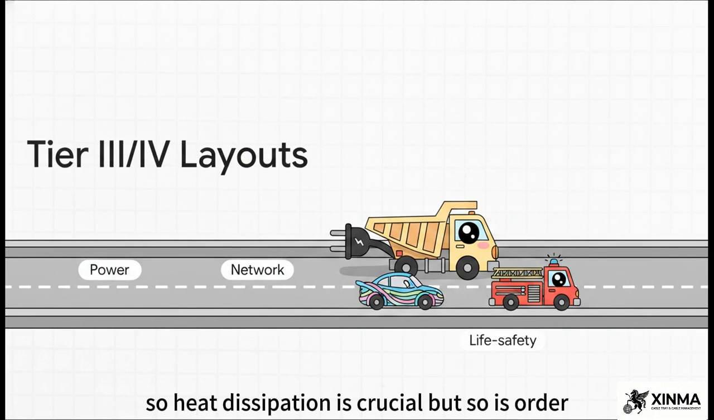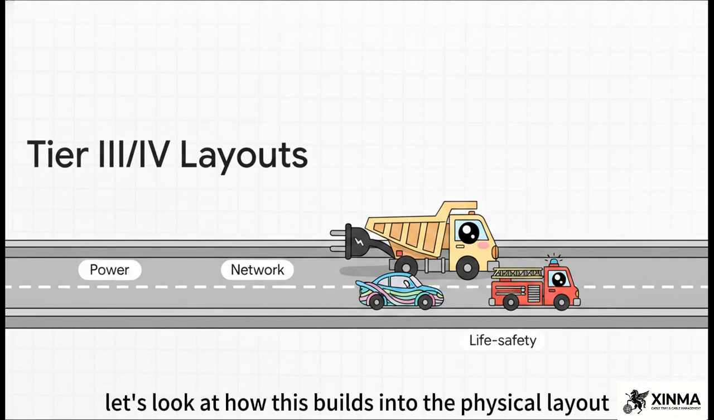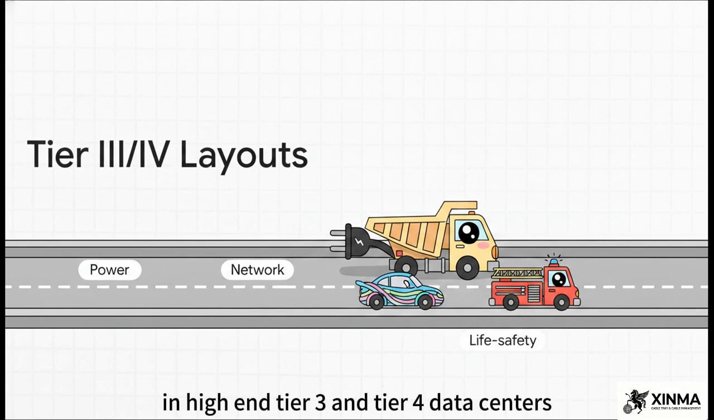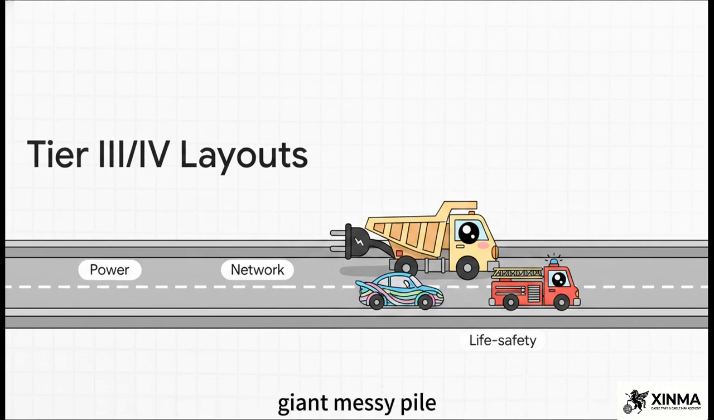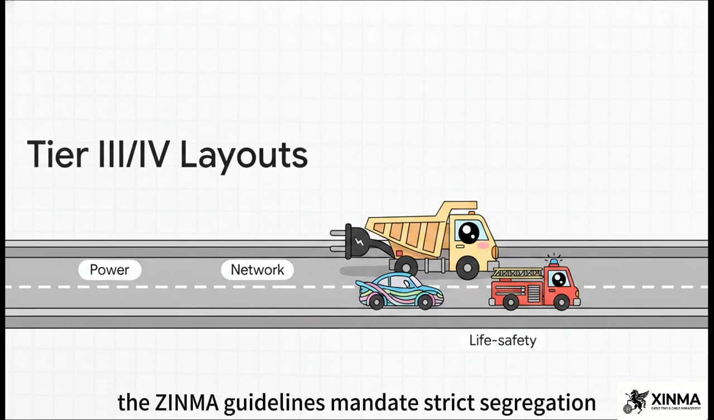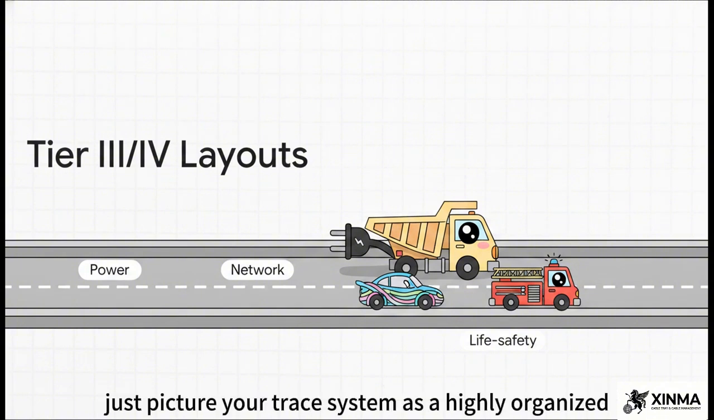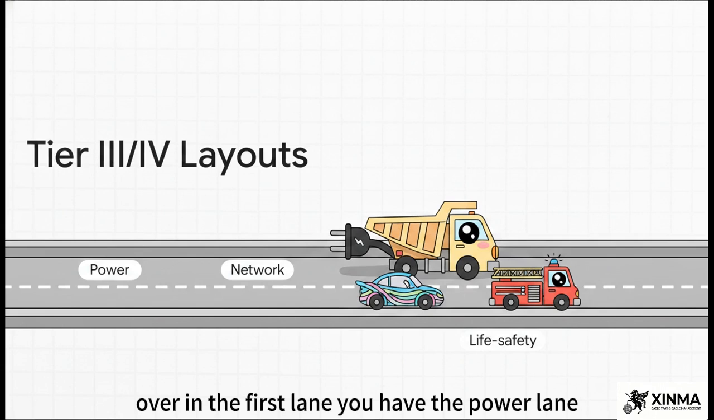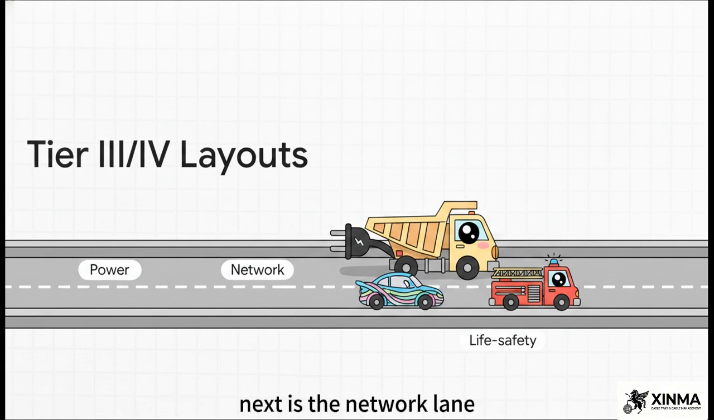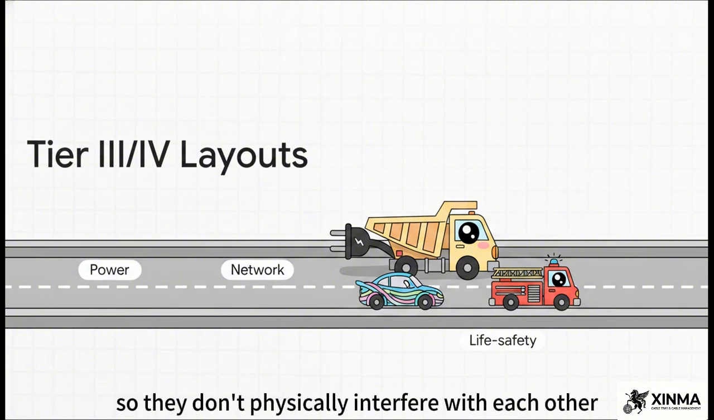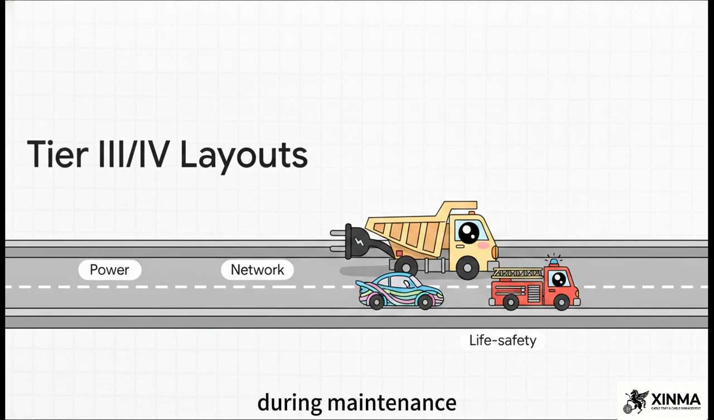So heat dissipation is crucial, but so is order. Let's look at how this builds into the physical layout. In high-end Tier 3 and Tier 4 data centers, you can't just toss all your copper and fiber into one giant messy pile. The Xinma guidelines mandate strict segregation. Just picture your tray system as a highly organized 3-lane highway. Over in the first lane, you have the power lane. These are your high-voltage cables. Think of them as the heavy trucks of the highway. Next is the network lane. These are your delicate, high-speed fiber optics, the fast sports cars. And finally, the life safety lane for critical fire alarms and security. Those are your emergency vehicles. You have to keep them rigorously separated so they don't physically interfere with each other or cause a massive headache during maintenance.